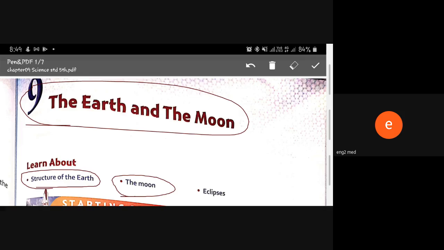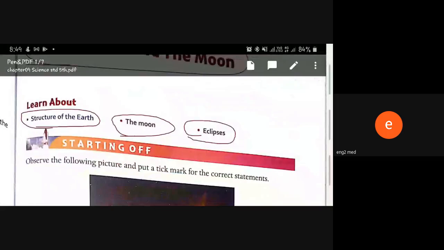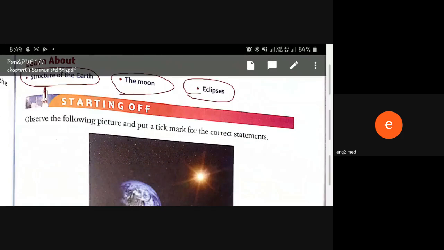Moon is helping us, how the moon has formed, how the moon is changing shape, and the eclipse. Do you know what an eclipse is? Surya Grahan, Chandra Grahan is called eclipse in English. Before starting this lesson, we'll do some warm-up exercise.